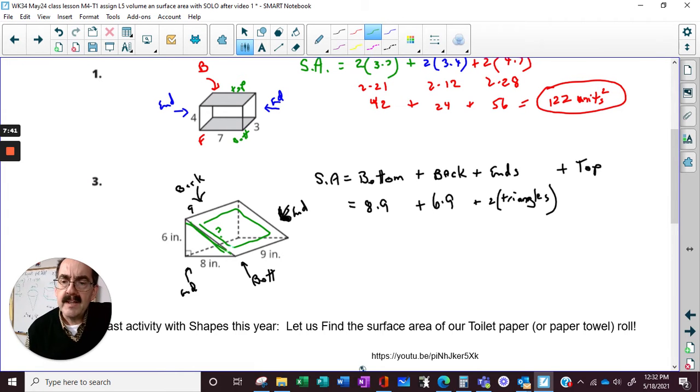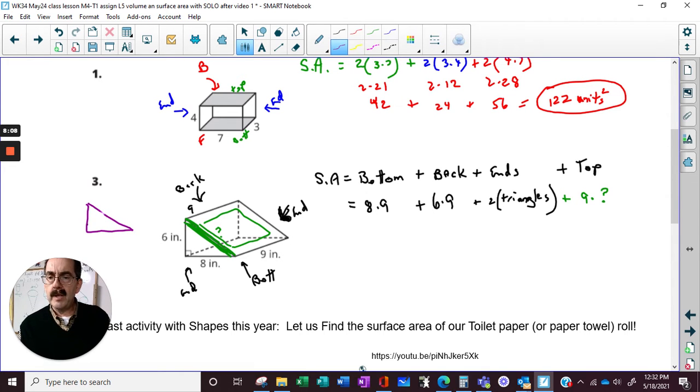we need this length, don't we? Top is 9 times that green line right there. We got to calculate the green line. Everybody remember how to calculate? Come on now. We can do this. This triangle.